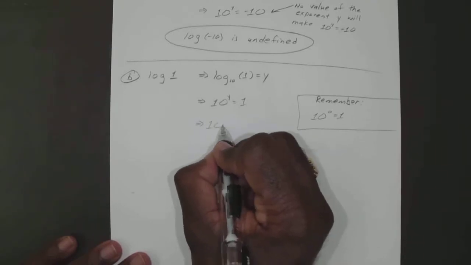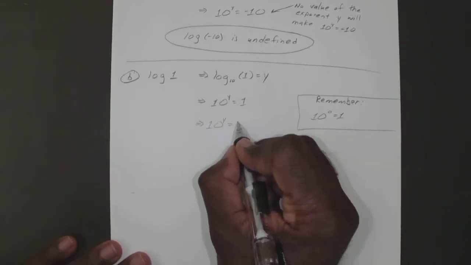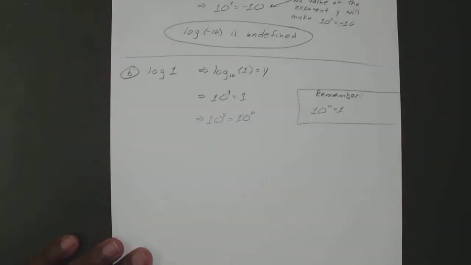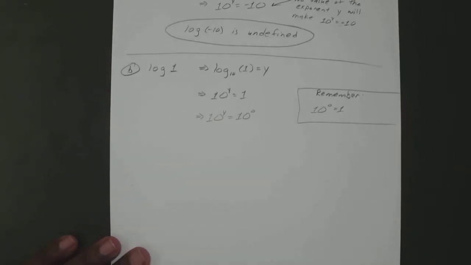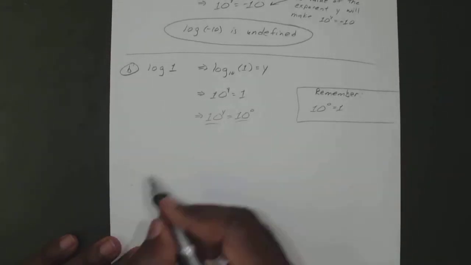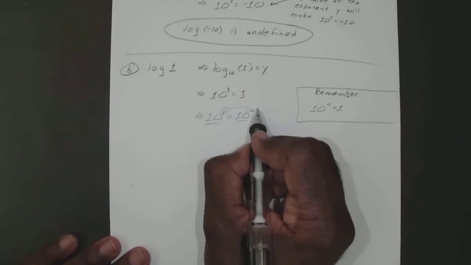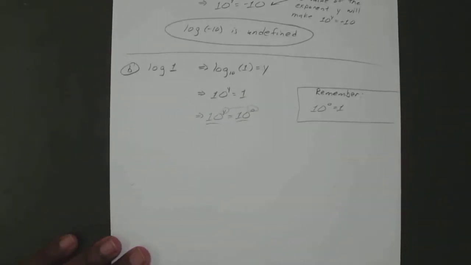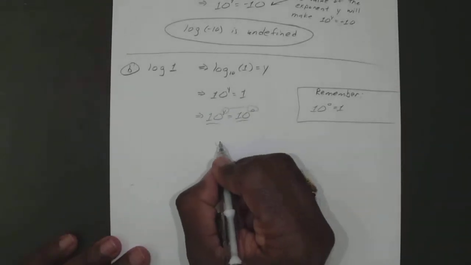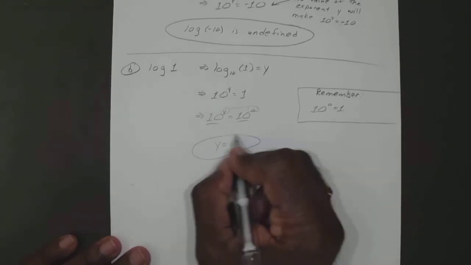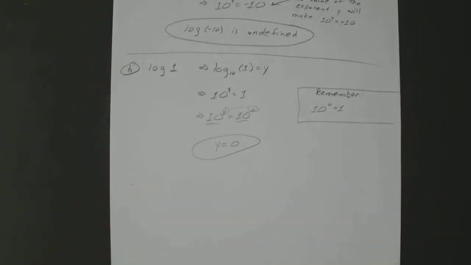Okay, so we have 10 to the power of y, which equals 10 to the power of 0. Okay, your bases are the same, so that would only be equal if the exponents match. So our y is equal to 0. I mean, log of 1 is equal to 0. Technically, that's log base 10 of 1.